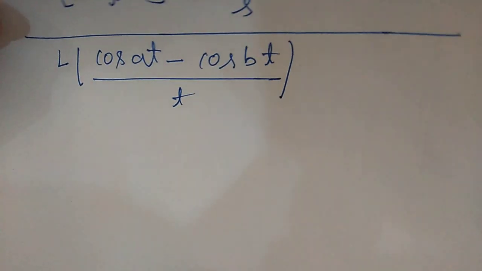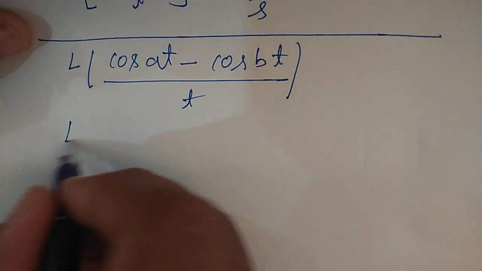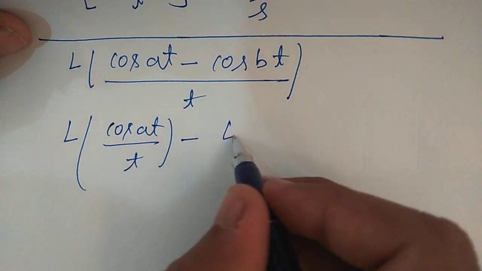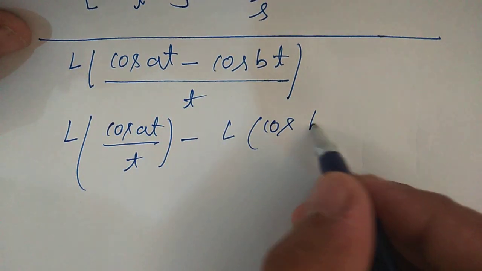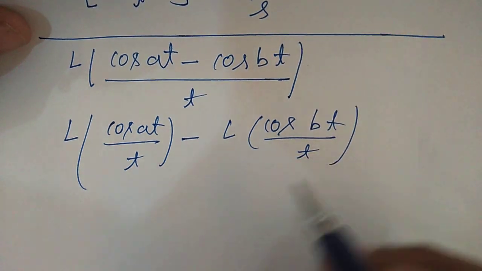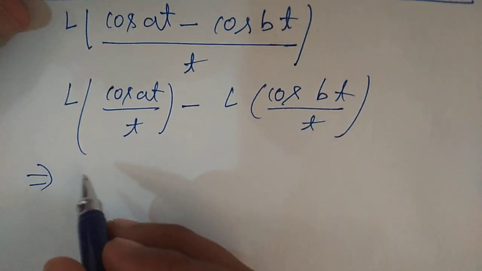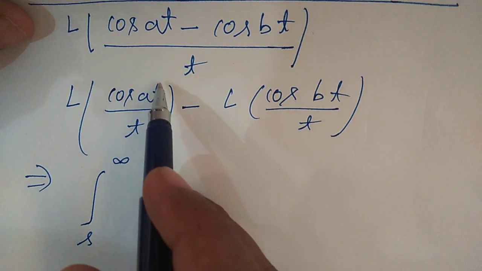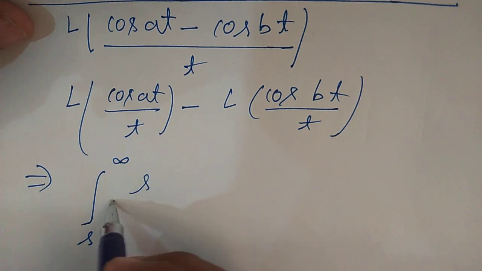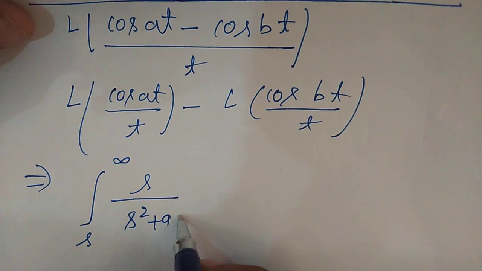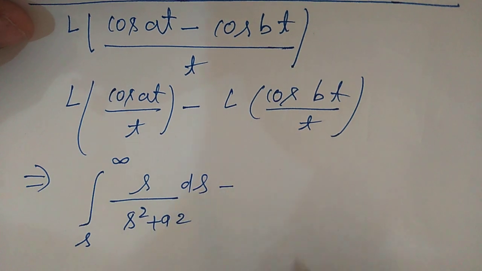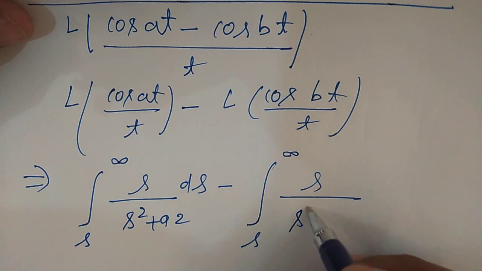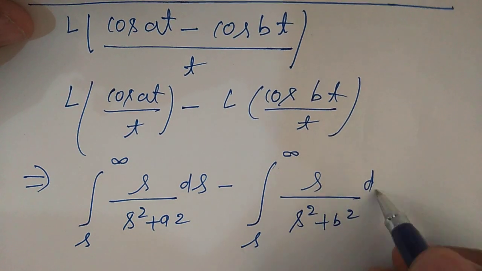So the Laplace transform satisfies the linear property. So we can have two terms: Laplace of cos at by t minus Laplace of cos bt by t. Now this will be the integral from s to infinity of F(s). F(s) is the Laplace transform of cos at, so that will be s upon s square plus a square ds, minus here also the integral from s to infinity of s upon s square plus b square ds.